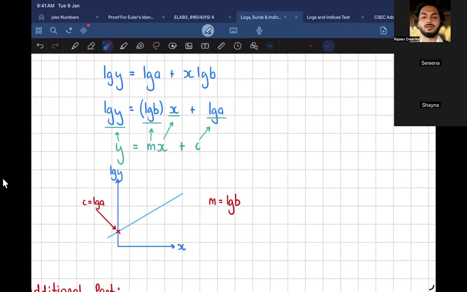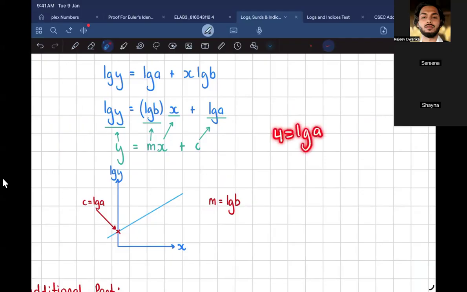See if you can figure it out, Shina. If they ask you to find what A is equal to, what's your very first step? You need to find your what? You need to find your y-intercept. Give me the value for the y-intercept. 4. So if the y-intercept is 4, you'd say 4 is equal to log A.